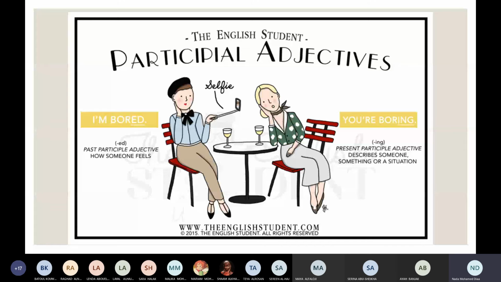Our two friends are sitting together. When I say "I am bored," it means I feel bored now. When I want to say about a movie, I cannot say it is a bored movie. I say it's a boring movie. So I am bored, you are boring. I am excited about the trip. The trip is exciting. So when it is about me, it is ed. When the thing or the person is in front of me, ing.